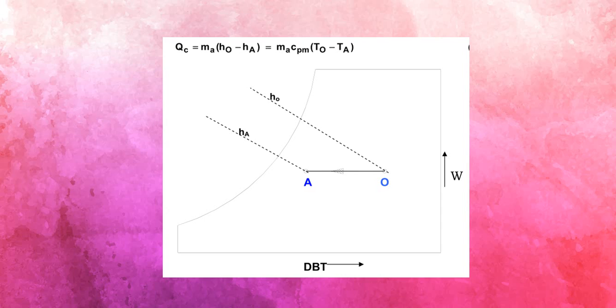Now, in determining the load that your cooling coil should be able to handle, that is, the amount of heat it is able to receive or absorb from the air so that its temperature is lowered to the desired value, that particular cooling load is given by this formula. You can work on enthalpies on this side, and you can work on temperatures with specific heat on this side. So this is the average specific heat of your air, the CPM.